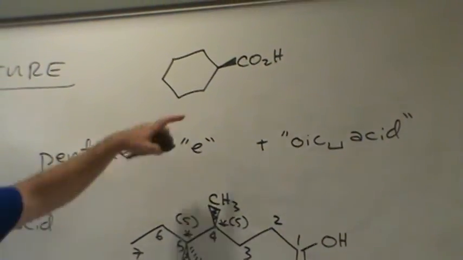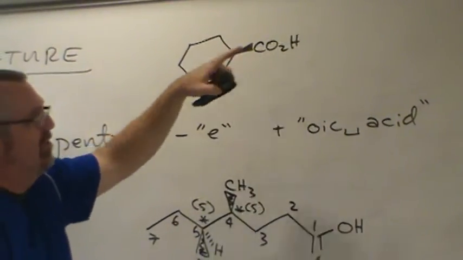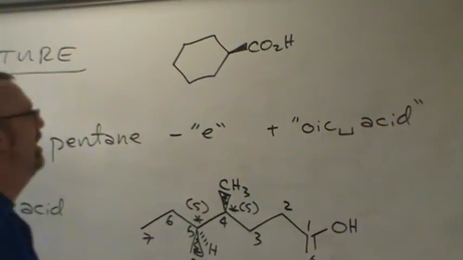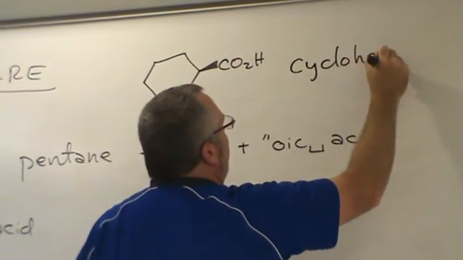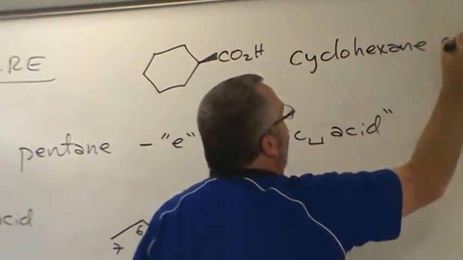So what do we have? We have a cyclohexane and it's attached to a carboxylic acid. And so the way we would name it in this case is to call it cyclohexane carboxylic acid.